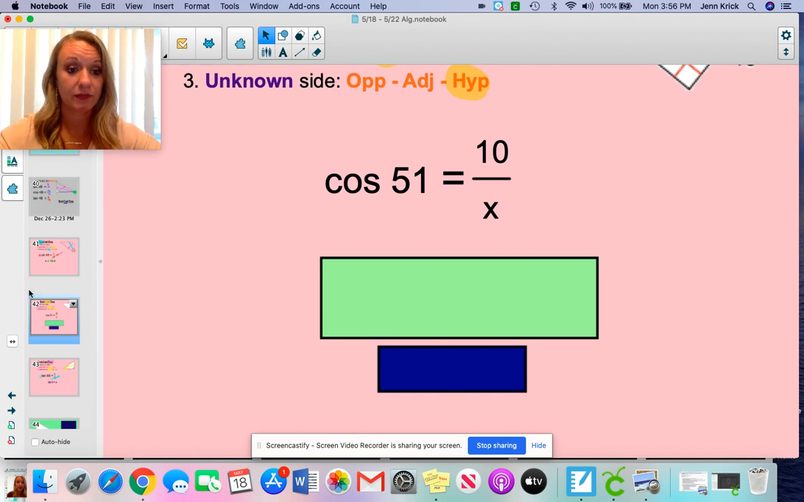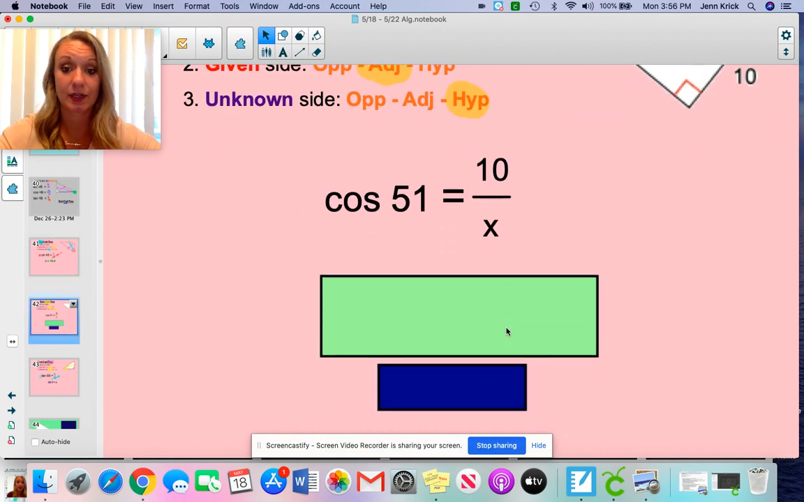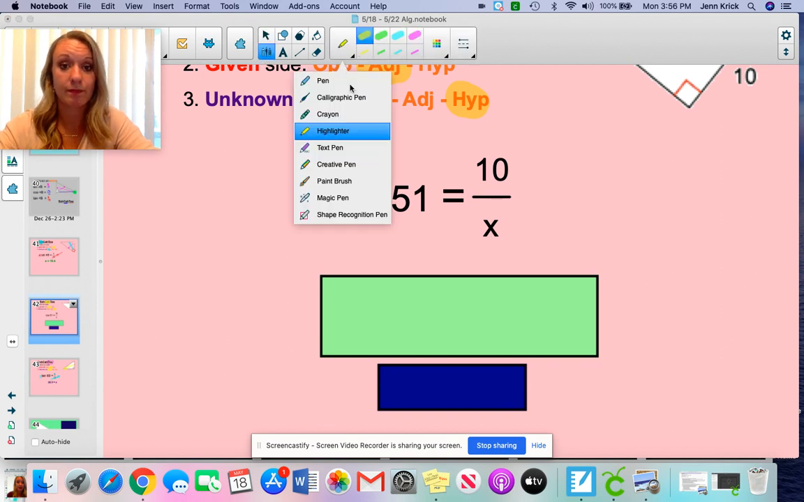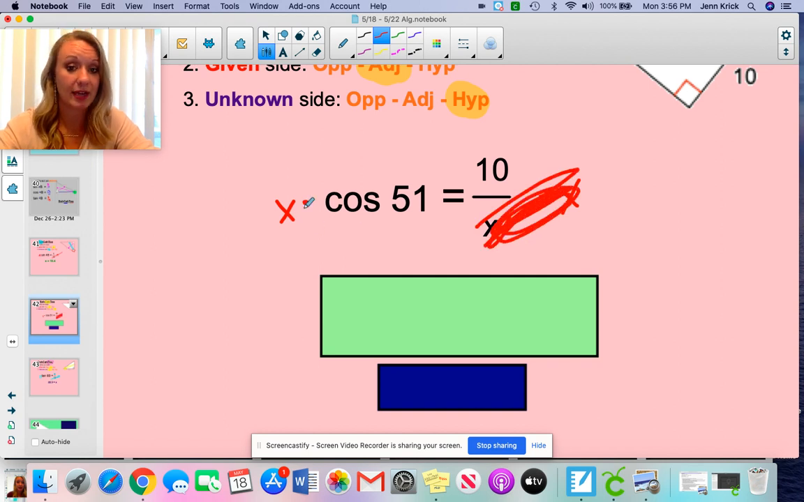This is a little bit different. If you looked at our other examples, x was always in the numerator, but now x is in the denominator. So you have to go through one extra step. To get x out of the denominator, we're going to multiply both sides by x. So it looks like this, times x, times x. When you do that, that eliminates these, and you're left with x times cosine 51 equals 10.